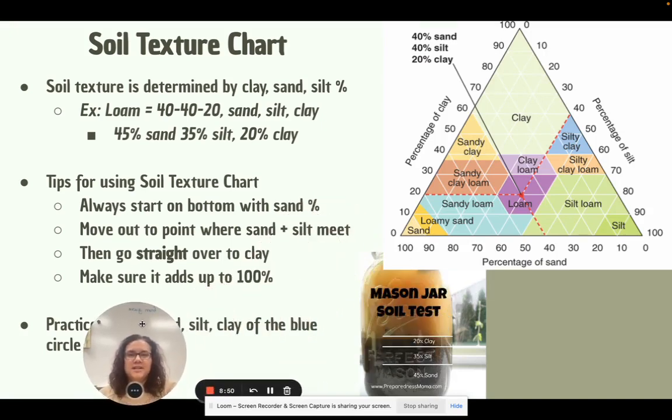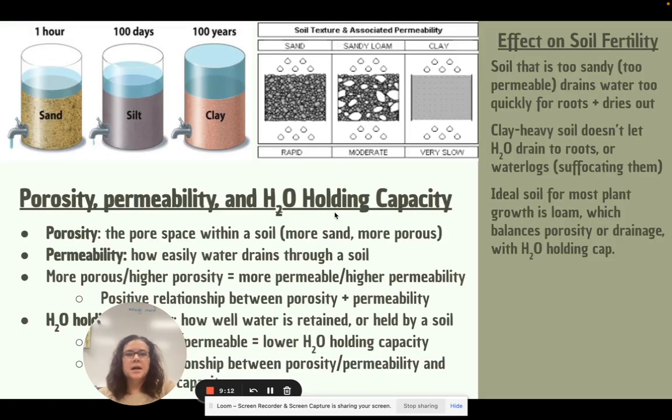We use this little triangle that, again, we're going to have a ton of fun with in class to figure out the types of soil that we're looking at. What we aim for is loam. Loam is one of the best kinds of soils to grow things in. But again, we'll talk about this in class. Skip through this for now.